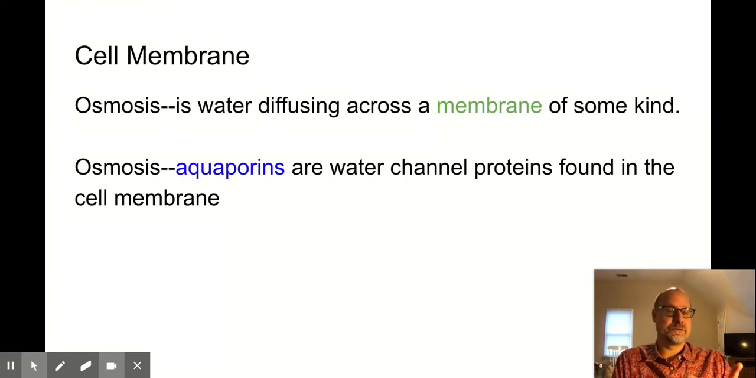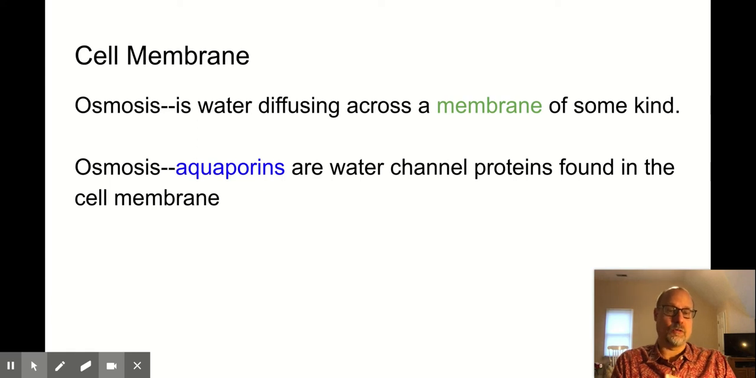This is an example of osmosis. Osmosis is just water diffusing across a selectively permeable membrane. That's what it is. Osmosis is that balancing of water across a membrane, just like balancing a solute across a membrane. It's trying to get to an equal concentration.